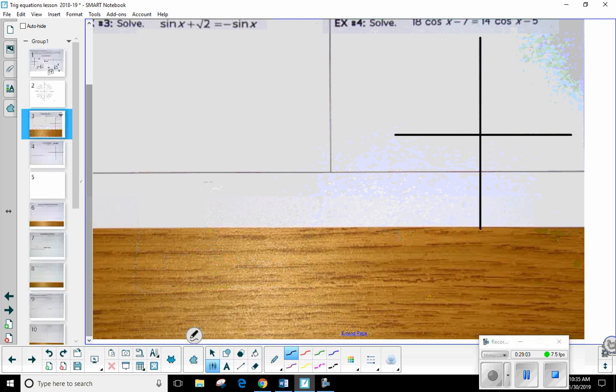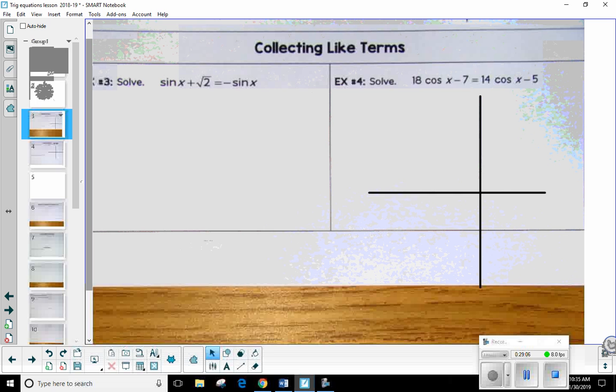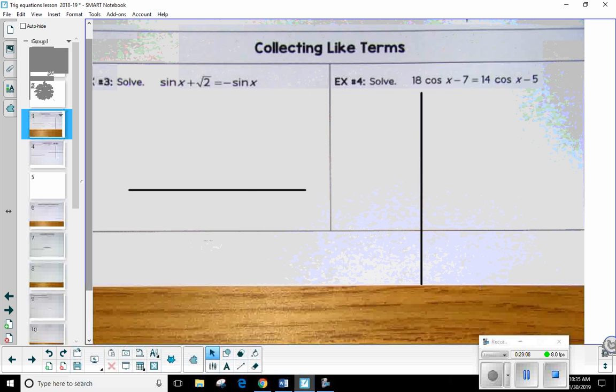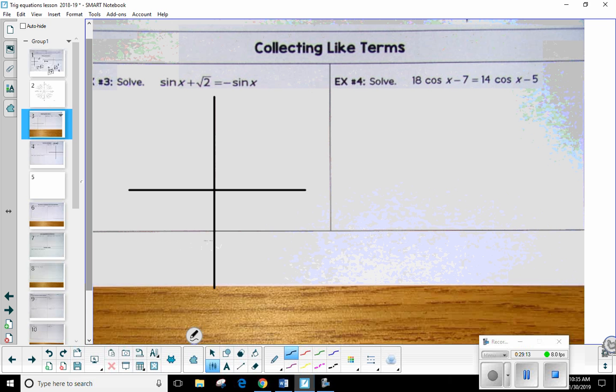All right, let me go ahead and move this one over just a little bit. Okay. 18 cosine of x minus 7 equals 14 cosine of x minus 5. You'll notice as we go through, they're going to start to get a little larger. We're going to have to start using different techniques, and that's okay. Somehow I want to rewrite this so I have cosine equals. What should I move first? And does it really matter what term I move first?